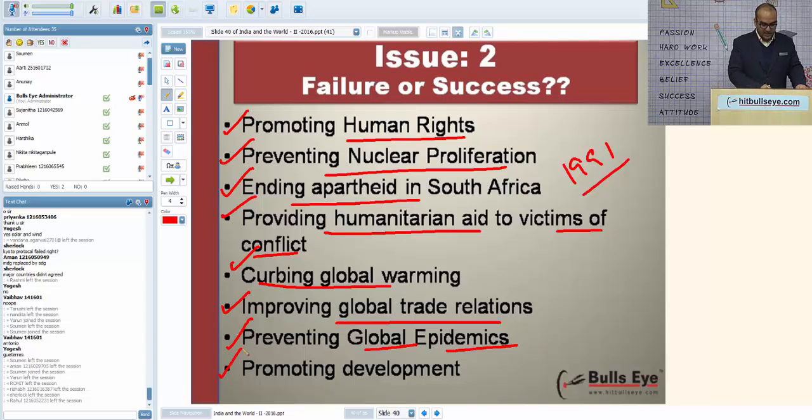However, still there is a lot that remains to be done as far as prevention of global epidemics is concerned. Next, even after 72 years of its existence, we still have very, very poor countries across the world which are not helped in any way by developed countries or developing countries. So this is the broad framework you can follow if you have a GD or a VAT on the relevance of United Nations in today's world, right?